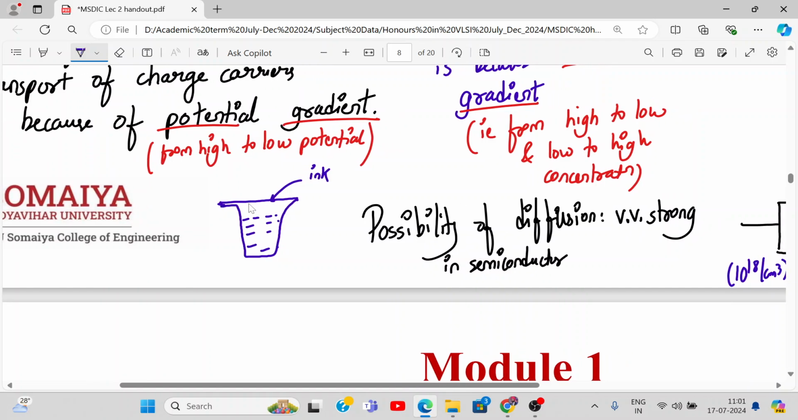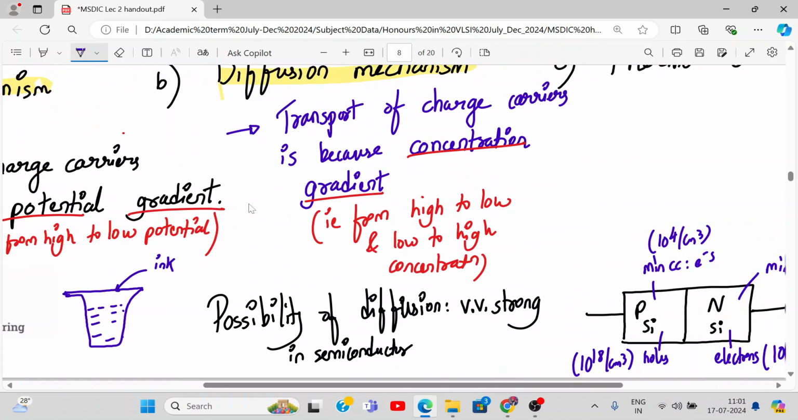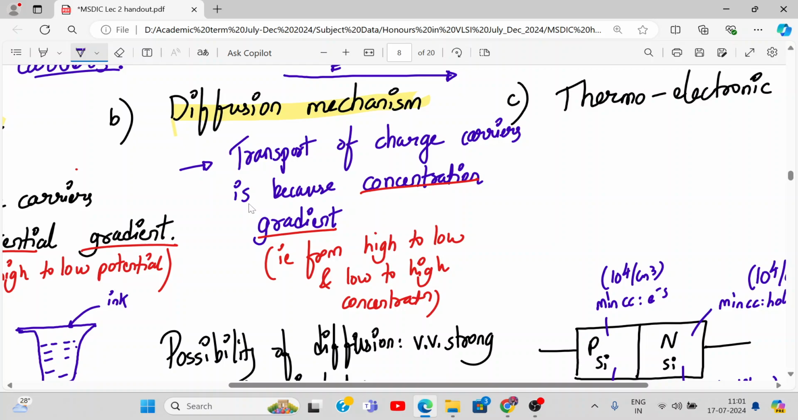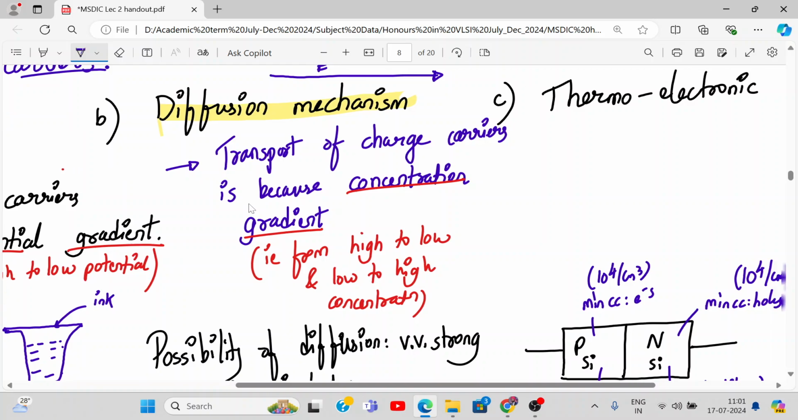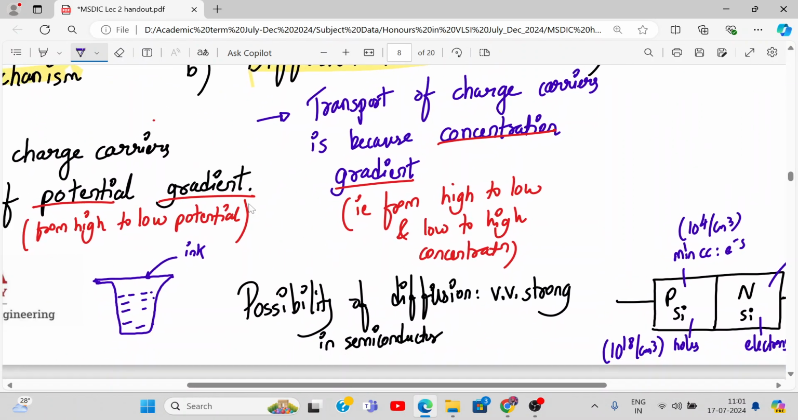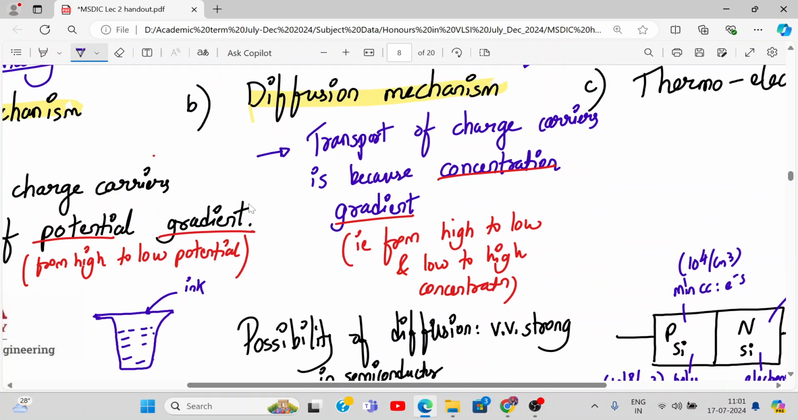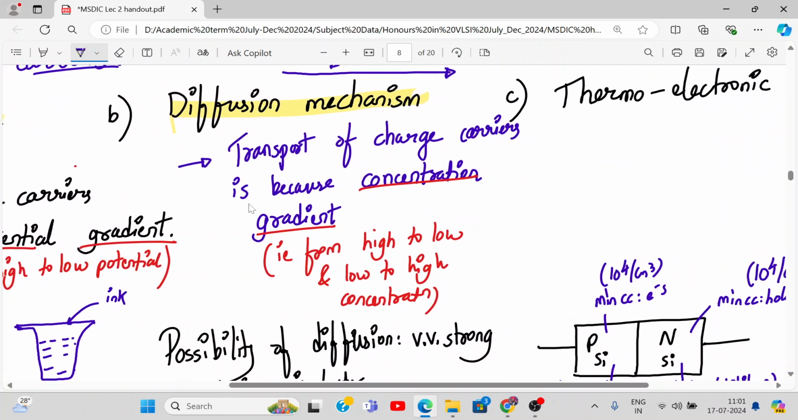Okay, so these are some examples which we use on a daily basis, and this is a similar process to the diffusion process, what is happening inside semiconductor material, inside a PN junction. Two examples which I've given you. The transport of charge carriers because of concentration gradient is the diffusion phenomenon, and this diffusion possibility is very strong in semiconductor materials. I hope you have understood with the help of analogies also.